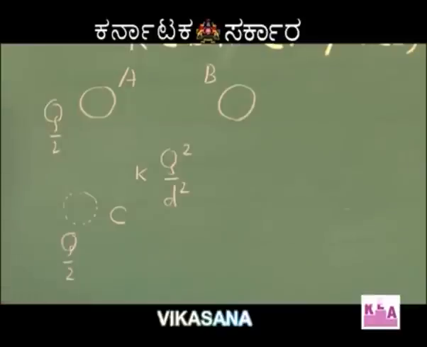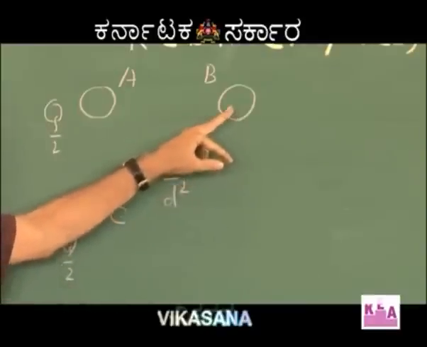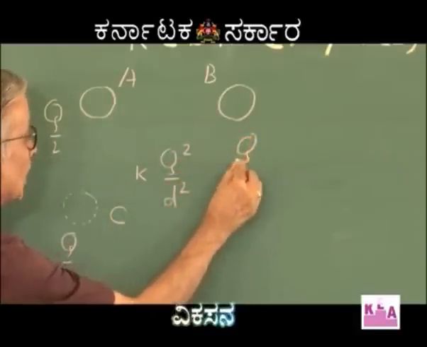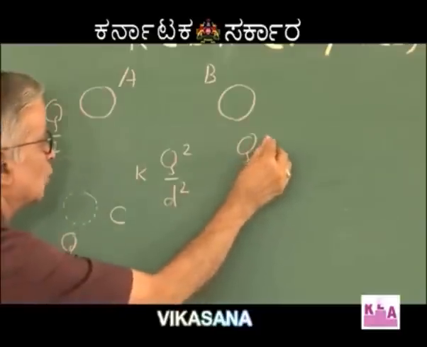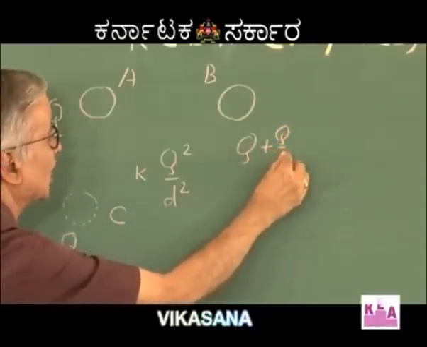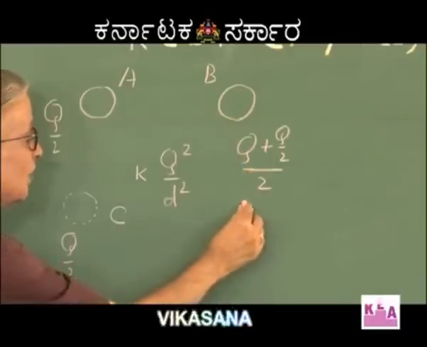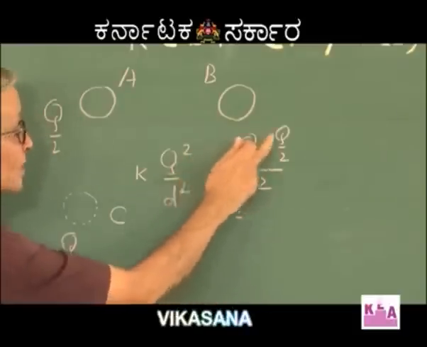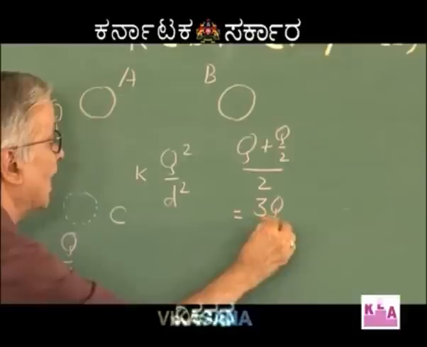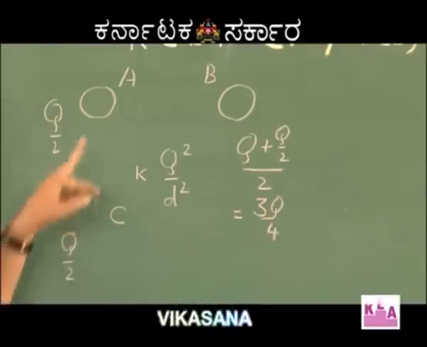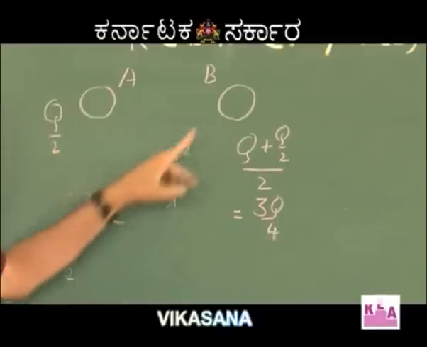Now suppose you take C and bring it in contact with B. The charge on B was Q, the charge on C is Q by 2. This total charge will get equally divided between the two. On account of that, the charge on each will be equal to (2Q plus Q) is 3Q divided by 4.